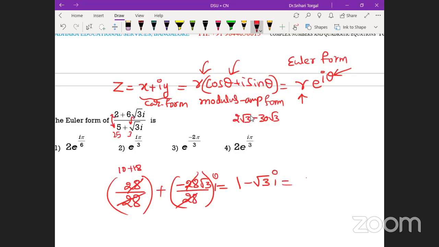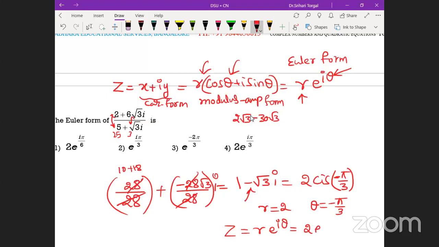And how to write this? 2 cis of 1 minus root 3i. How to write this? 1 by 2, right? 1 by 2, 1 by 2. So it is pi by 3. Since we have a negative sign in the middle, minus pi by 3. Now what is the r value here? It is 2, and theta value is minus pi by 3. What is the modulus amplitude form? r into e power i theta. Replace r by 2 and theta by minus pi by 3.